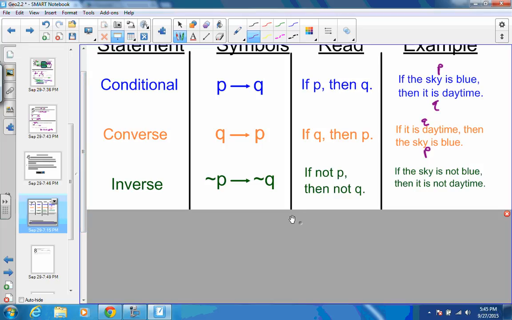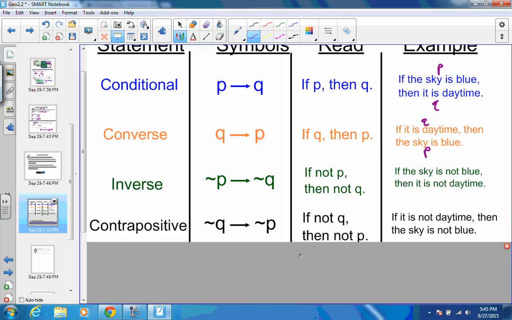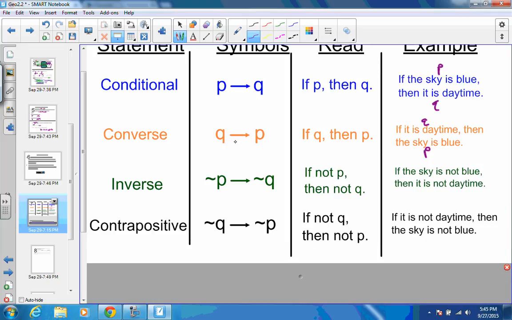And the last one, you might be able to guess what it is. It's the contrapositive. It's the negation and the flipped version. So converse was just flipping it. Inverse was just doing the negation of both sides. Now contrapositive is if not Q, then not P. So you're doing the negation of both sides and you're flipping the P and the Q. An example would be, if it is not daytime, then the sky is not blue. That could be proven true as well.